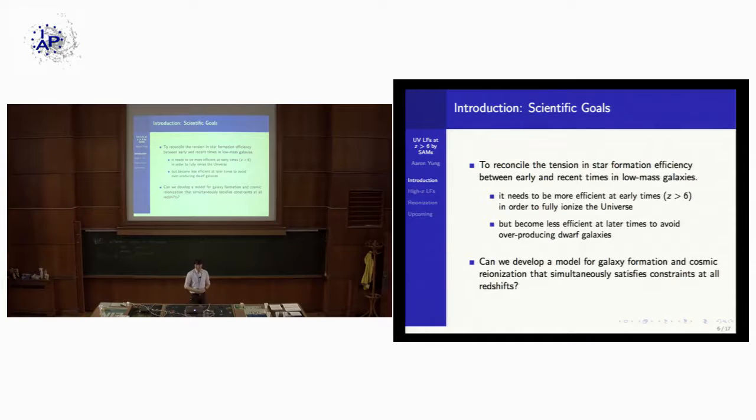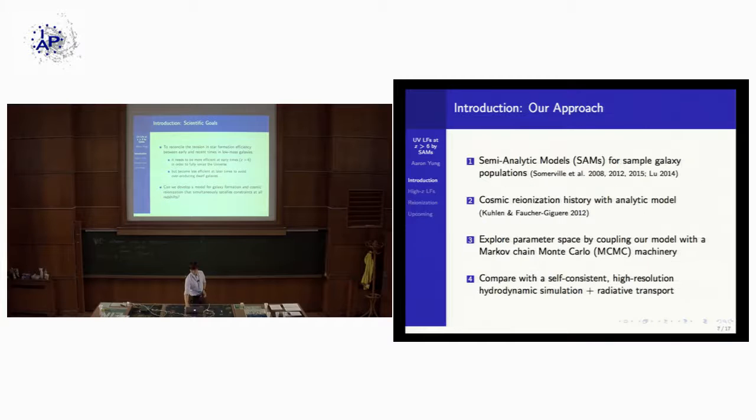So apparently, there is a tension in star formation efficiency in these low-mass halos between high and low redshift. We want them to be more efficient at high redshift, so they produce enough stars and galaxies to reionize the universe, but later become less efficient, so they don't overproduce stars and galaxies that we don't see in the local universe. So to reconcile the tension, we are putting together a streamlined model that keeps track of both galaxy formation and cosmic reionization, and we want to see if our model can simultaneously satisfy constraints at all redshifts.